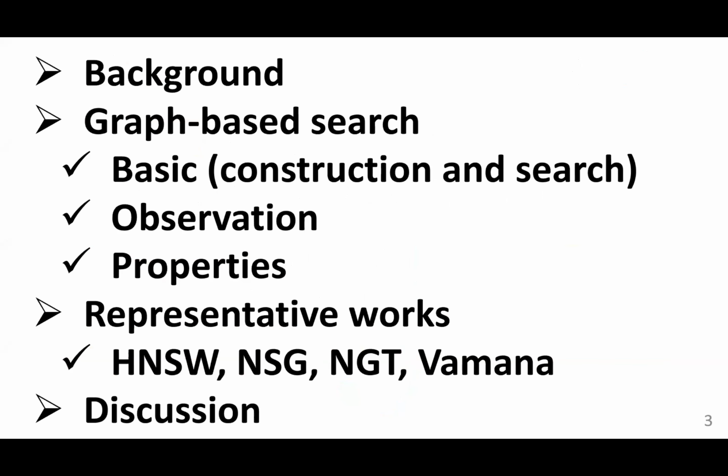Okay, so this is the table of contents today. So first, I introduce the background of this whole thing. Then I introduce graph-based search, especially some basic stuff. So how to construct a graph and how to do search. Then after that, I show some observations, some very fundamental things. After that, I show some properties of graph-based methods. Then I show some representative work. One of the most famous ones is HNSW. Maybe some of you have already used that. After that, I show NSG, NGT, and Vamana. And I conclude my talk with discussion.